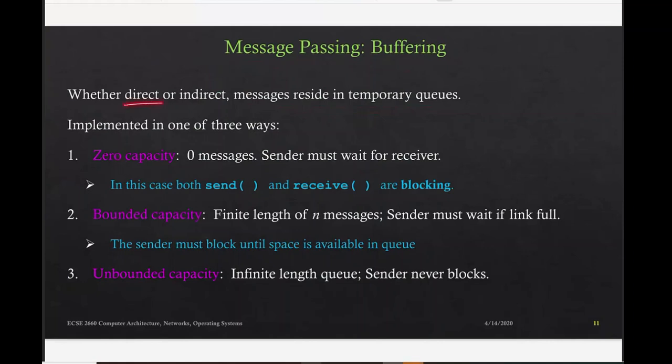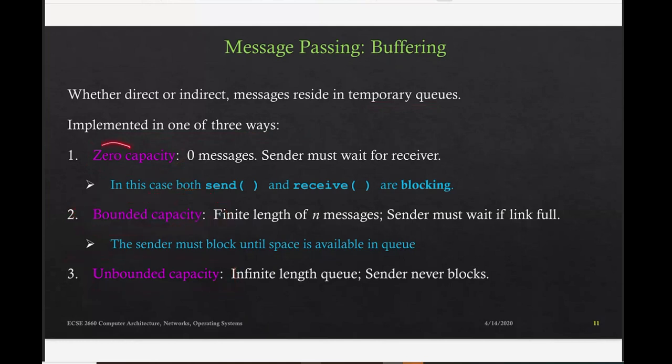This again could be direct or could be indirect. So it could apply for messages or could be with respect to a mailbox. So a buffer or temporary queue could be implemented in one of three ways. One is zero capacity buffer, the other is bounded capacity buffer, and the other is unbounded capacity buffer.